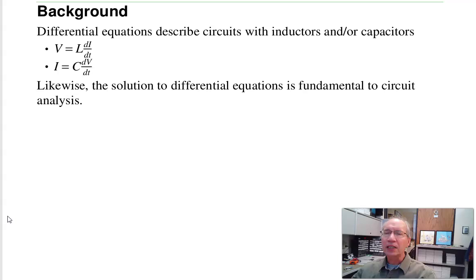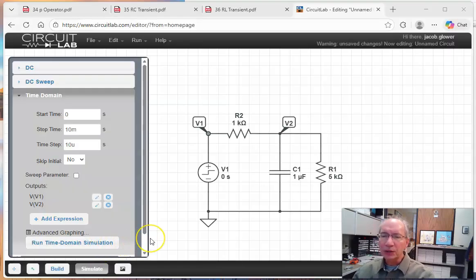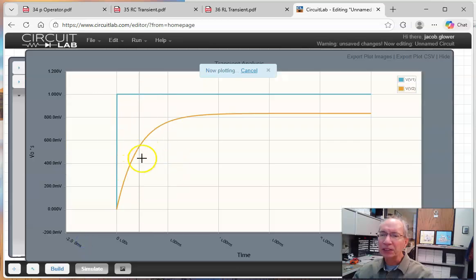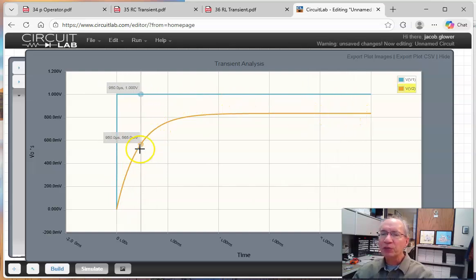Now, where we're going to head in the next three lectures is how to find the transient response for RL and RC circuits. So where we want to get to in the next three lectures is, given RL and RC circuits, find the time response. So in Circuit Lab, I can do that. I can run this and see here's the step response of this RC circuit. It's got the steady state solution right here, plus this transient part. So far we've been ignoring that.